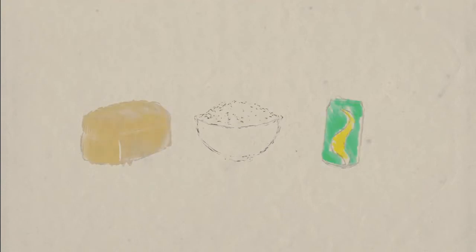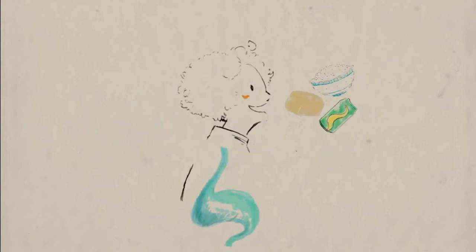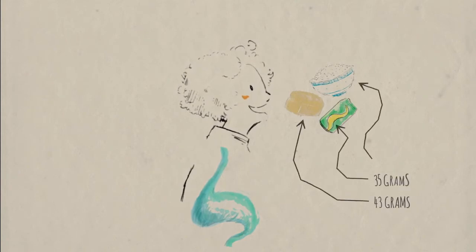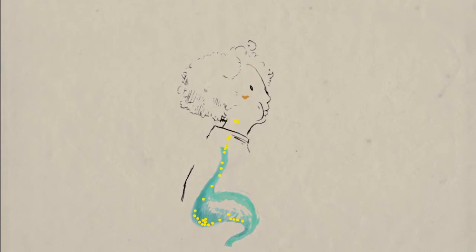Which of these has the least carbohydrates? This roll of bread, this bowl of rice, or this can of soda? It's a trick question. Although they may differ in fats, vitamins, and other nutritional content, when it comes to carbs, they're pretty much the same. So what exactly does that mean for your diet?